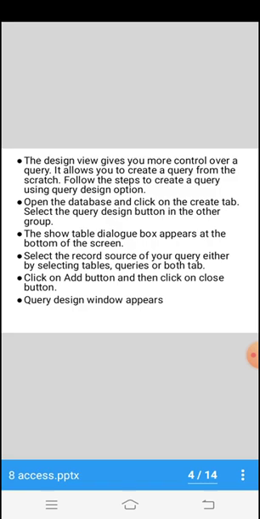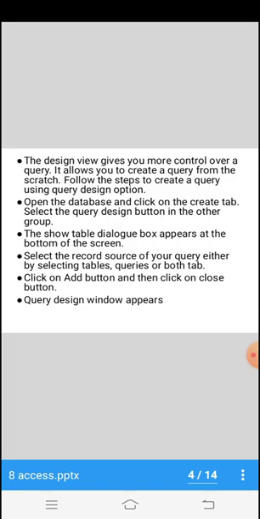Open the database and click on the create tab. First of all, you have to open the database and then click on the create tab. Select the query design button in the other group. In the group, you have to click on the query design. You will get the show table dialog box at the bottom of your screen. After that, you have to select the record source of your query.